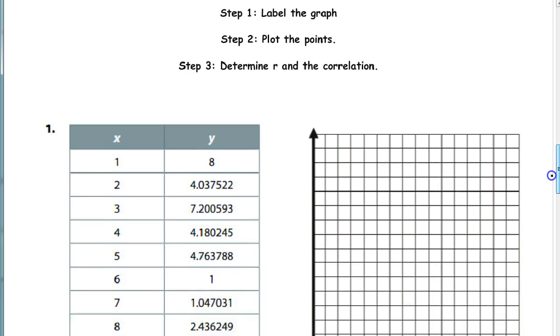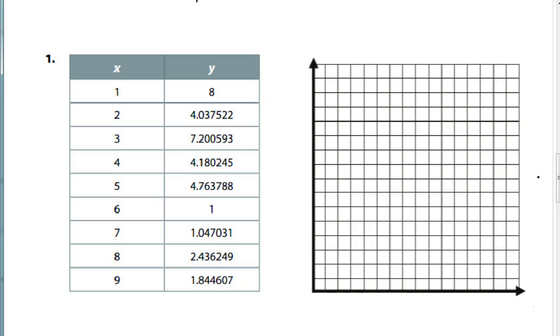All right, so let's do one that's completely from scratch. Go ahead and let's graph this and draw the line and see what the correlation is. I'm going to start off by numbering these correctly. So we have, what's the biggest number we need to graph here for the y-axis? It goes up to 8. So do we have enough room to count every other square?